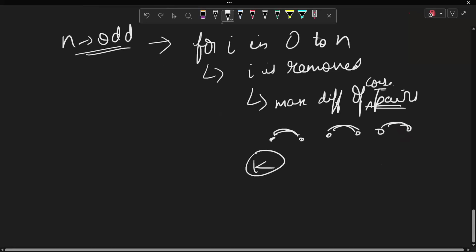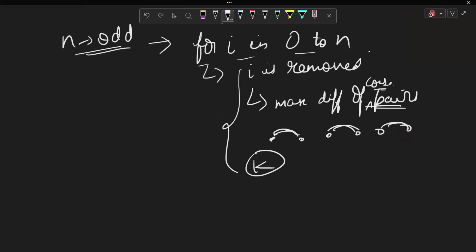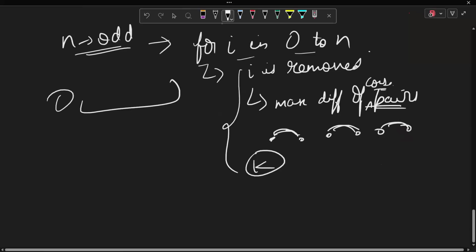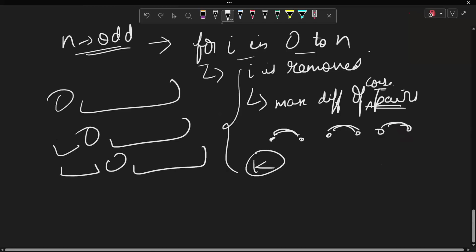So for all these cases, take the minimum. Whenever you exclude the first element, whatever answer you get, then you exclude the second element, whatever answer you get, then you exclude the third element, whatever answer you get, among them, take the minimum. That would be your final answer for odd.